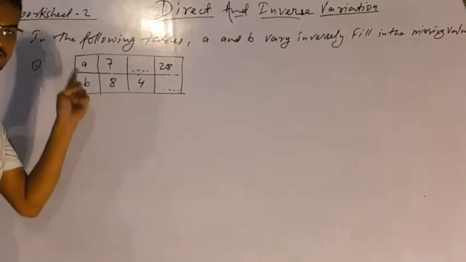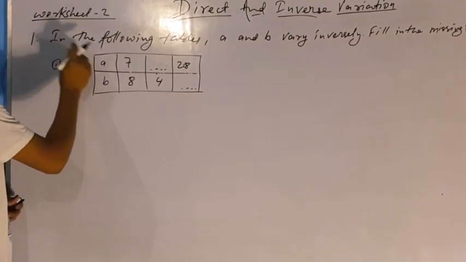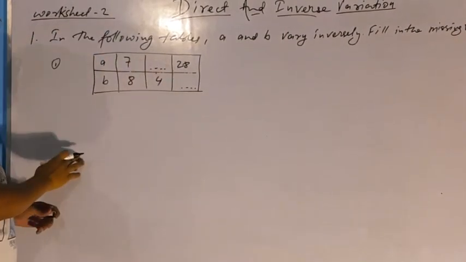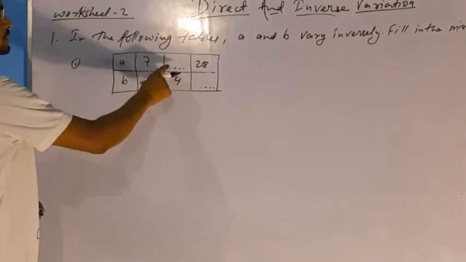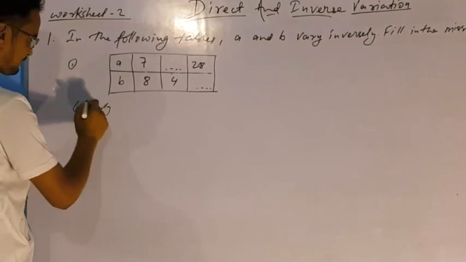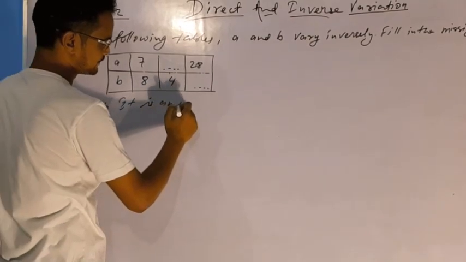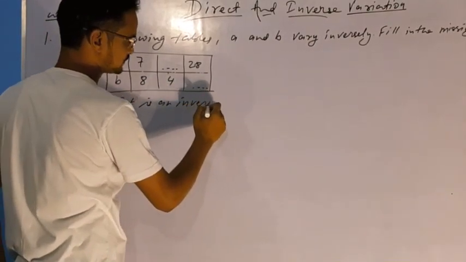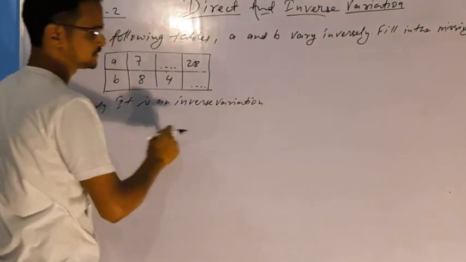Now worksheet 2. In question number 1, the following table is given where A and B are varied inversely and we have to find the missing values. Clearly, it is an inverse variation.